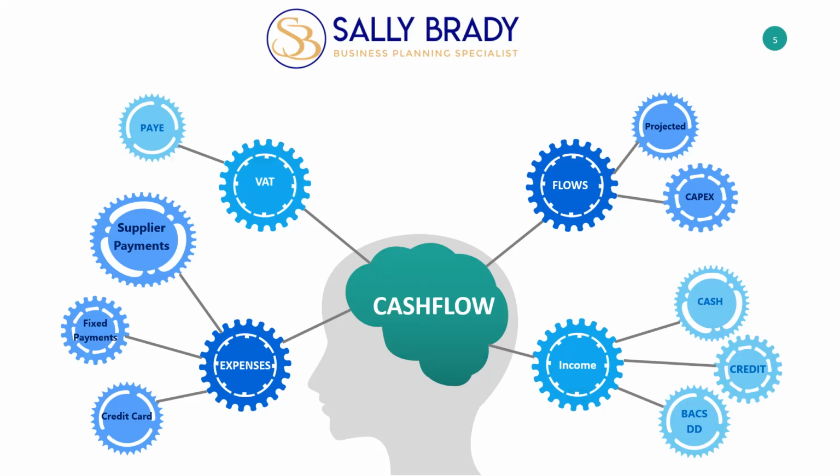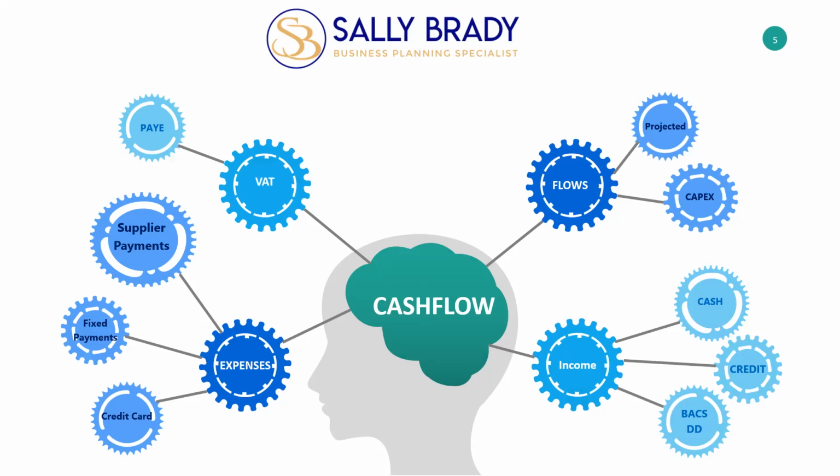So you'll hear me talk about income. Well, income is any physical cash, any credit card payments that you've taken, any credit you've given to your customer, anything that's come in, any BACS or direct debit that you get. Some of you use GoCardless for your customers to pay you. So it's when that physical money hits your account.